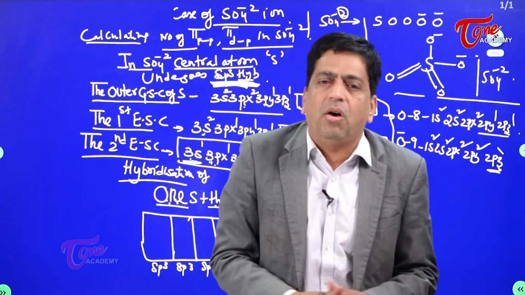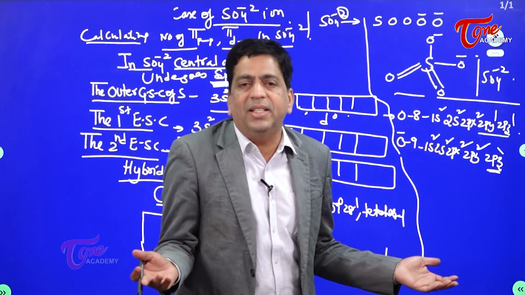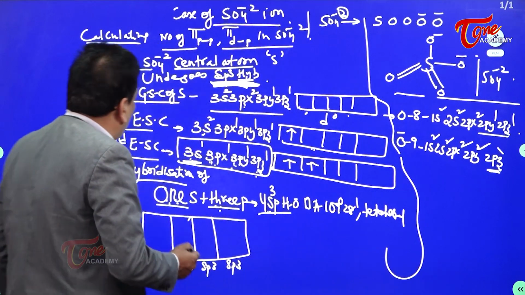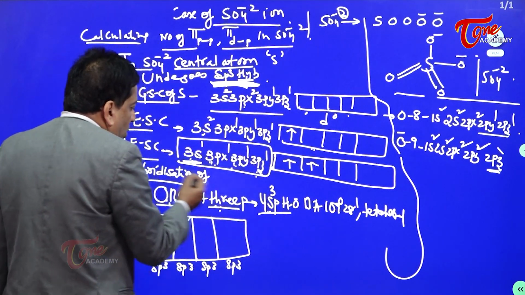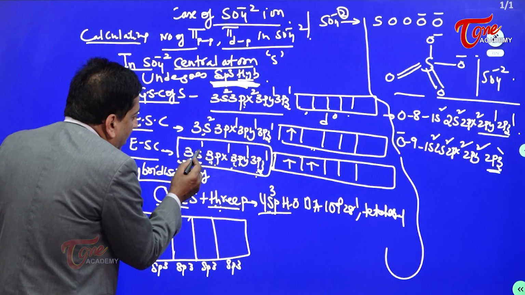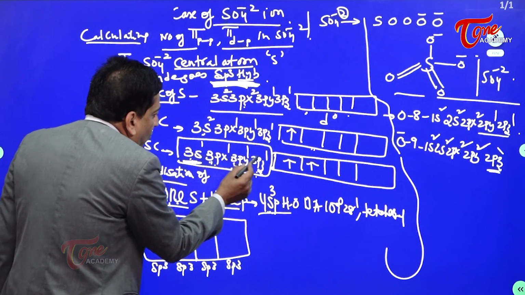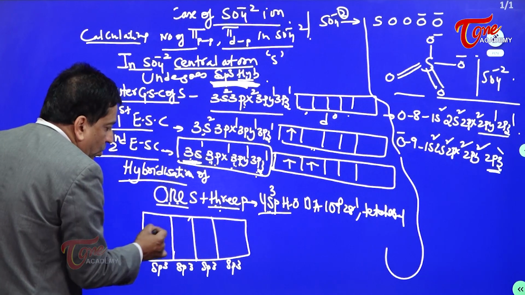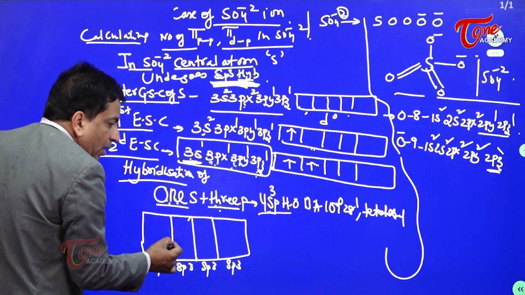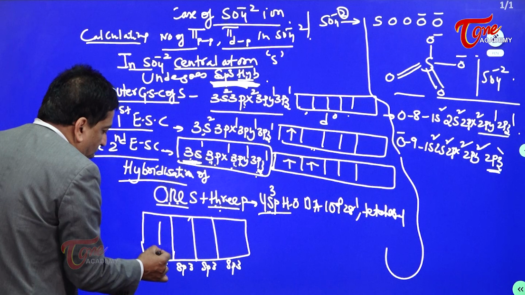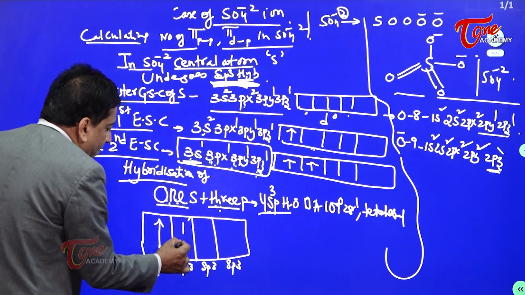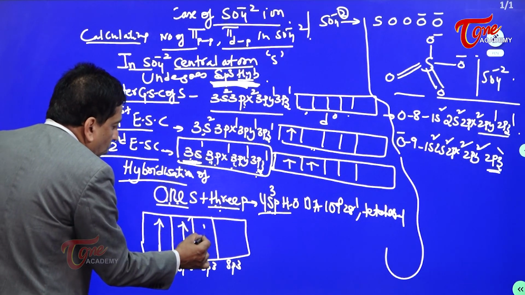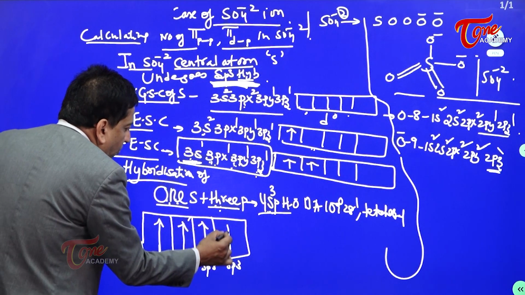And in the hybrid lock, how many electrons are participating? Let's count it. In this lock of hybridization, the number of electrons is 1, 2, 3 and 4. Let us distribute it. We have to use Hund's rule. You can't put 2 here, 2 here, or 3 here, 1 here. No, you can't do that. First go singly: 1, 2, 3 and 4.